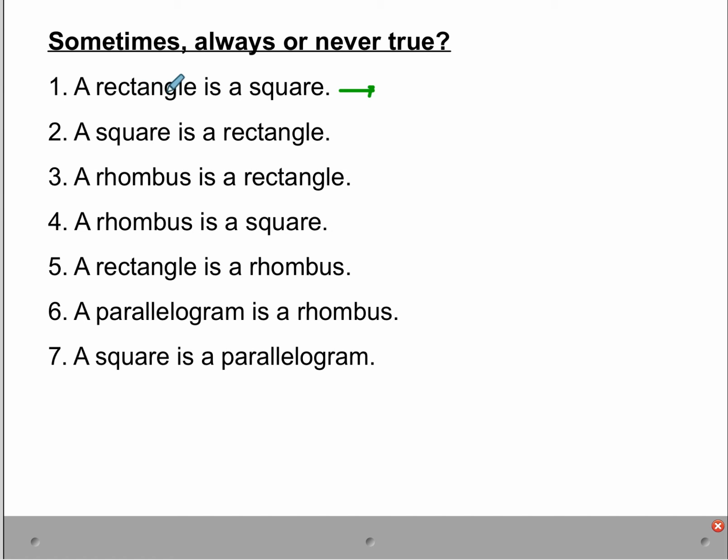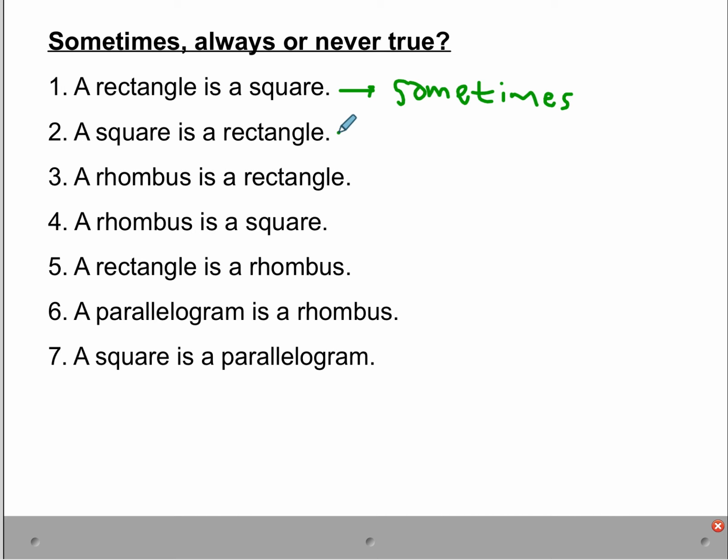Will a rectangle sometimes be a square? The answer to that is yes. It will sometimes be a square because a square by definition is a rectangle. So if a rectangle is a square, then this would be true. But there are plenty of rectangles that aren't squares. There are plenty of rectangles that don't have 4 congruent sides, so that is sometimes true.